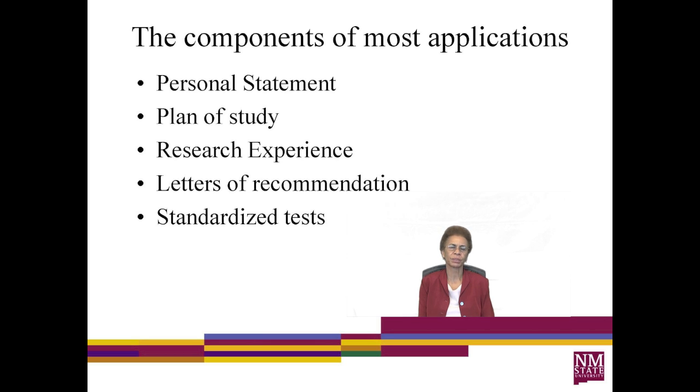The third is your research experience. What types of research projects have you worked on? What types of classes have you taken that have helped you gain research experience? The fifth are letters of recommendation, and this can come from either faculty or a combination of faculty and employers. Then the last is just general information. It usually includes standardized tests, such as the Graduate Record Examination, and copies of your transcripts.